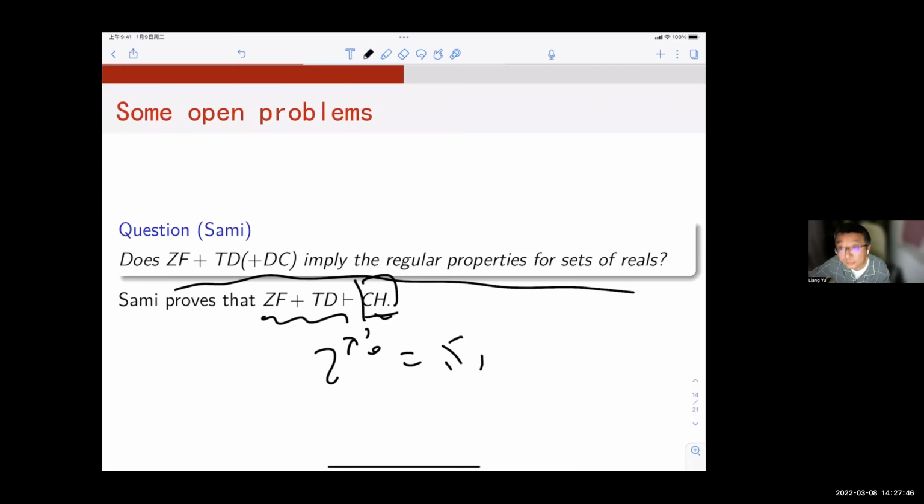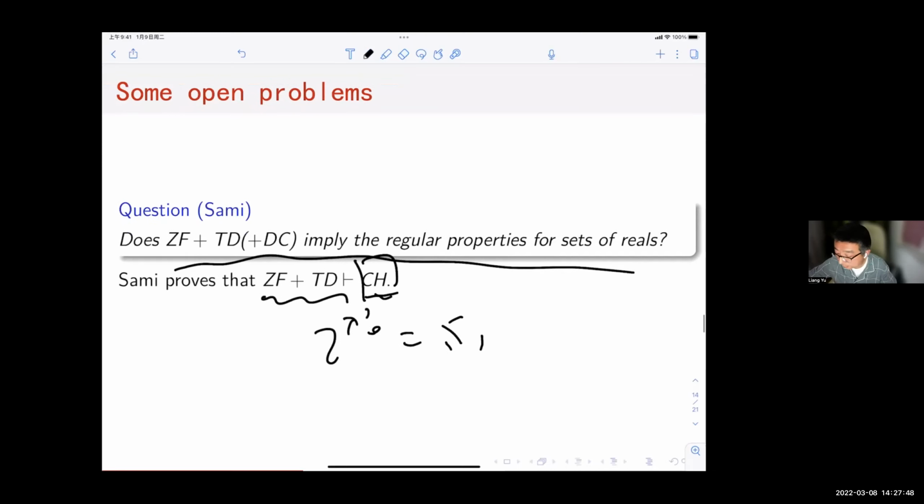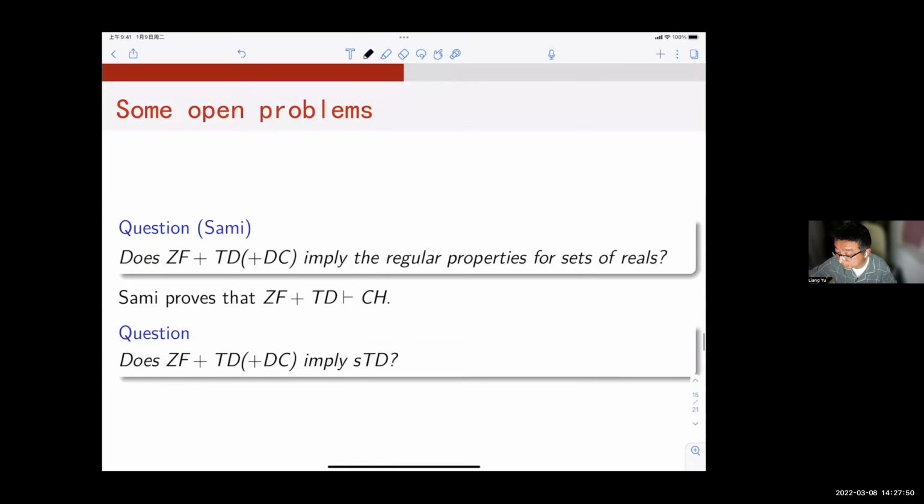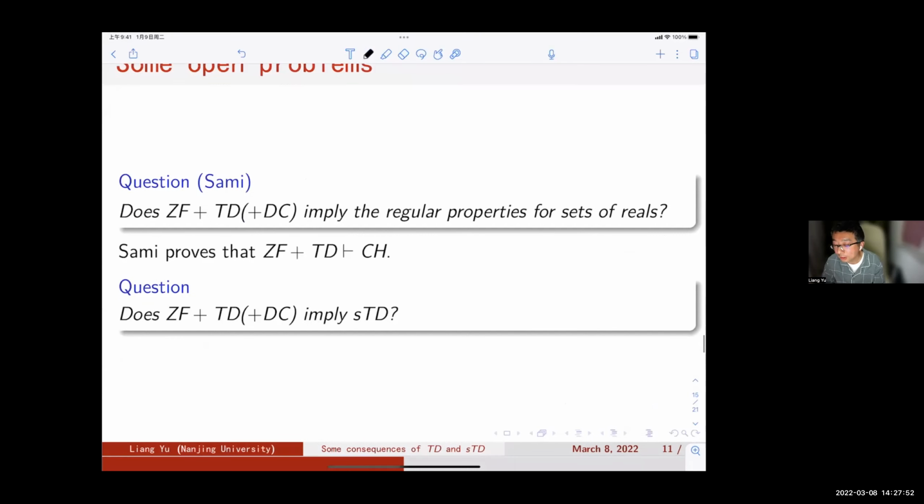Okay, we don't know whether CF plus TD implies sTD either. And of course, we don't know whether sTD implies AD either. It's a long-standing question. I think it's one of the most important problems in set theory, but yeah, we don't know.